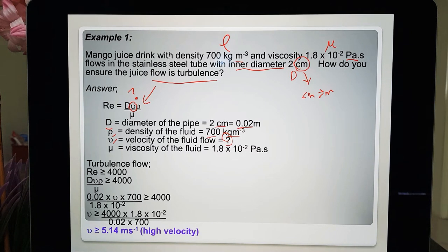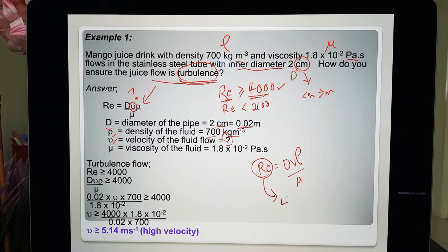So if the question already asks you whether the flow is turbulent, then we know that the range of turbulent flow is for the Reynolds number to be greater than 4,000. If the question asks you if the flow is laminar, then it is known that the Reynolds number is less than 2,100. Since the question already stated how do we ensure the flow is turbulent, then we take the value of Reynolds as 4,000 because this is for turbulent flow. Again, we have the equation Reynolds equals to DV rho over mu. Then this particular Reynolds, you immediately replace with the value of 4,000.